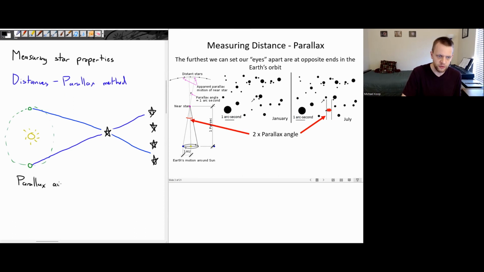The parallax angle basically is a measure of by what angle the apparent position of that star seems to shift on the sky over the course of the Earth's orbit. So the parallax angle is the apparent angular shift in position of a star in the sky.